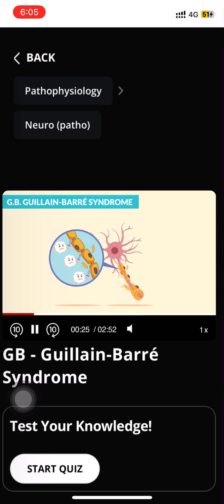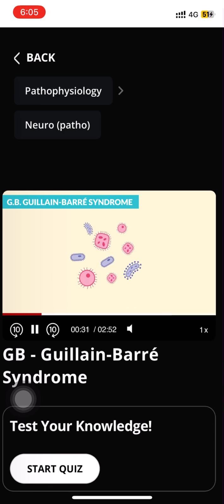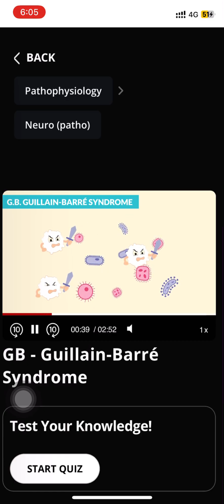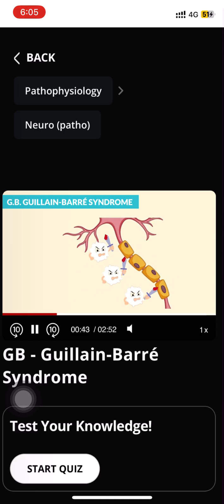Now, as far as the patho, it's an autoimmune disease where the body's own immune system is attacking its own nerves, usually triggered by an infection that's either bacterial or viral. And typically most patients won't even know they have GB until they get a really bad infection that triggers the immune system to fight, and that hyperimmune system ends up attacking its own nerves.